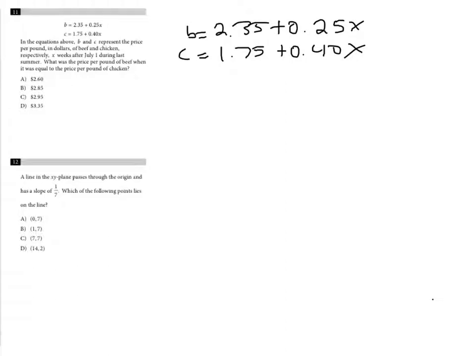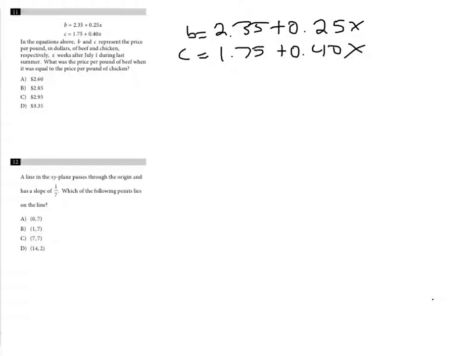Now we're looking at number 11 here. In the equation above, B and C represent the price per pound in dollars of beef and chicken respectively, and x represents the price x weeks after July 1st during last summer. So what was the price per pound of beef when it was equal to the price per pound of chicken? There are kind of 2 parts here. They want to know the price per pound of beef, but we first need to see at what time period the beef price was equal to the price per pound of chicken.